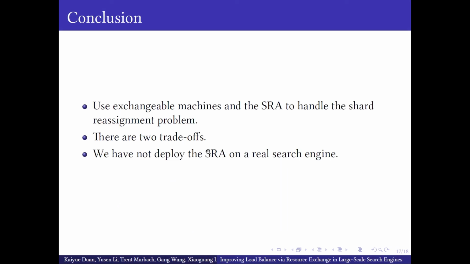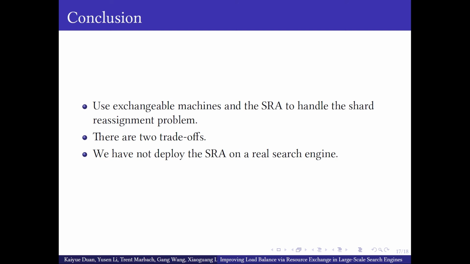In this paper, we study a new shard reassignment problem for improving load balance in resource-stringent search engines. We propose a mechanism of using exchangeable machines and design the SRA to handle the proposed problem. The experimental results demonstrate the utility of using exchangeable machines, with an average reduction in load imbalance of 58% versus NLS on the synthetic dataset and 25% on the real dataset.